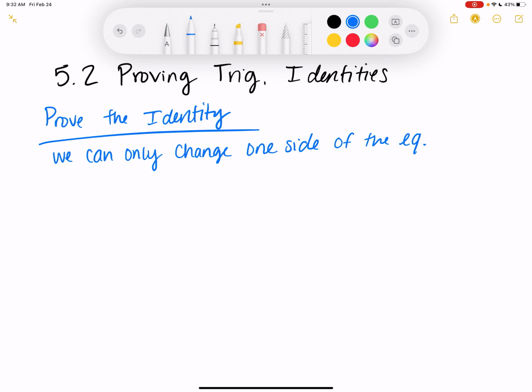So the left-hand side, it'll say LHS if that's what you have to do. It may specify, it may not. Or RHS is right-hand side.